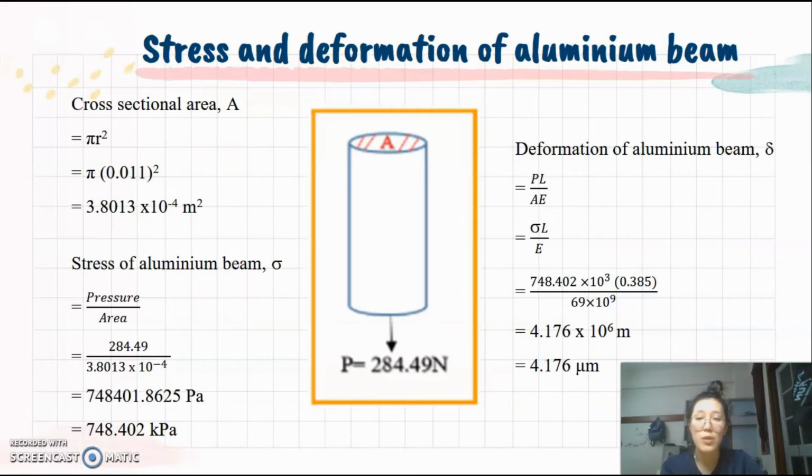And lastly, to evaluate the deformation of aluminium, the formula PL over AE is used. P indicates the pressure, L is the length, A is the cross-sectional area, and E is the Young modulus of the aluminium. Since stress is the pressure over area, the alternate formula, sigma L over E, is used. By inserting all the values into the formula, the deformation of the aluminium beam is calculated, which is 4.176 micrometer. So that's all from me.